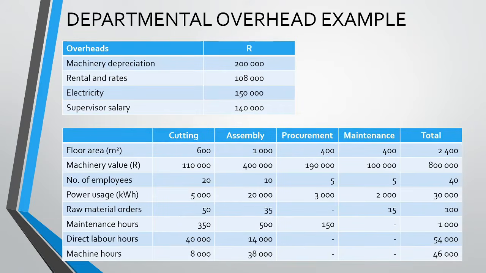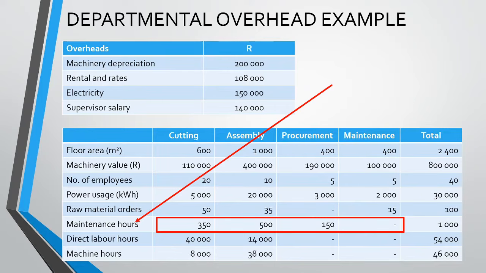Now remember, in our previous video, we determined that maintenance hours was the best method to allocate out our maintenance department. For the repeated distribution method, the maintenance department needs to be allocated to cutting, assembly, and procurement. This is very important to note. We are going to allocate some of the maintenance department overheads back to the procurement department. So now we need to allocate the overhead as 350 out of 1,000 to our cutting department, 500 out of 1,000 to our assembly department, and 150 out of 1,000 to our procurement department.